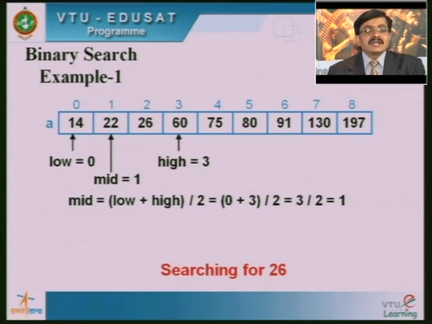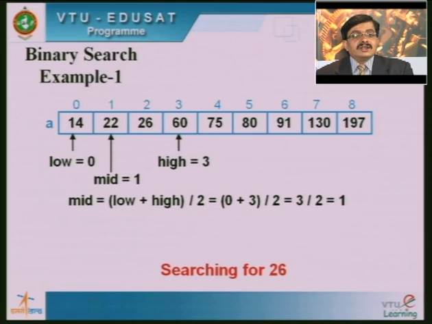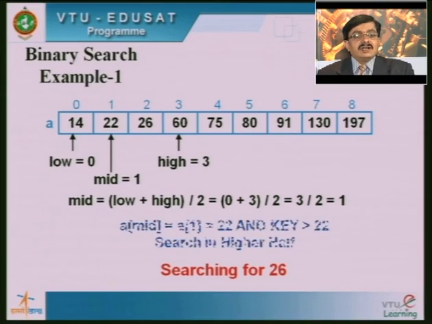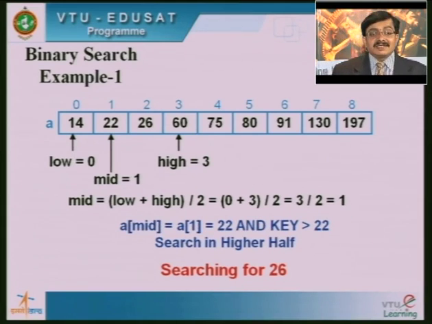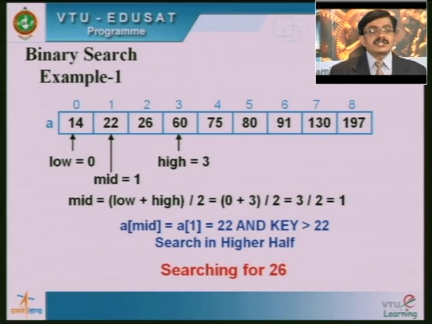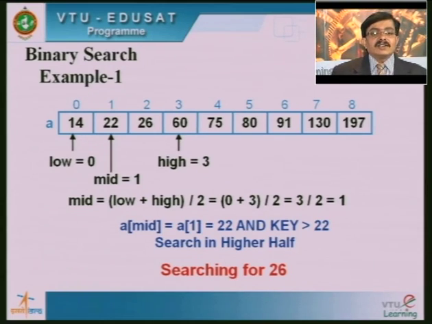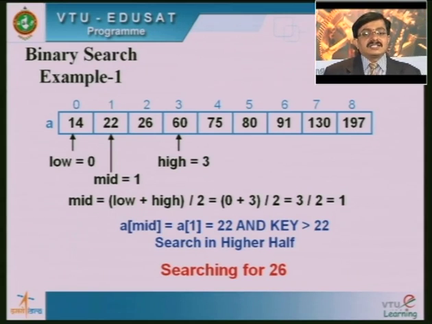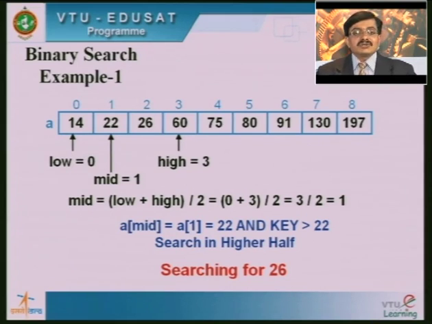Now I have to compare the key element with the middle value. So here key element is 26 now, and if we do the comparison, the key element 26 is greater than the mid value, A of mid. It is not mid, basically it is A of mid. Mid is the position of the middle element, A of mid is the actual middle element in the array. So A of mid is 22 and the searching key is 26, and 26 is greater than 22, I should go for the right array, and this is most important here.